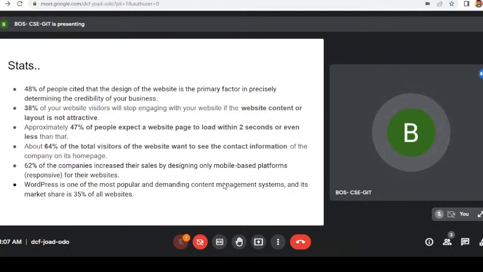About 64% of the total visitors of a website want to see the contact information of the company on its homepage. 62% of companies increase their sales by designing mobile-based platforms for their websites. WordPress is one of the most popular and in-demand content management systems, and its market share is 35% of all websites. So the picture behind this is that I'm sharing this with you so that all of you have an idea how important website building is. Okay, now my presentation is over.